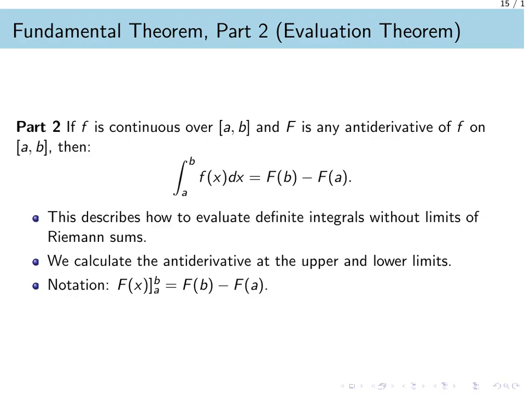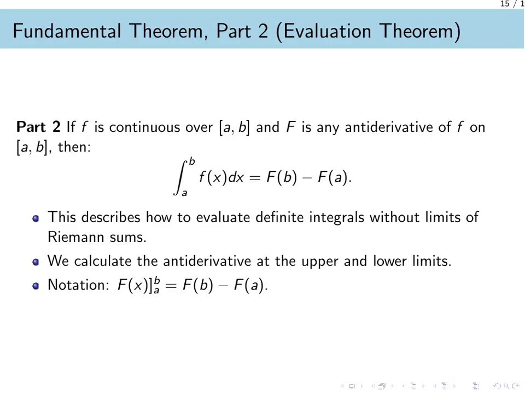We now arrive at part 2 of the fundamental theorem of calculus, often called the evaluation theorem. This theorem states that to evaluate the definite integral of a continuous function f from a to b, we simply find any antiderivative, capital F, and subtract its value at a from its value at b.